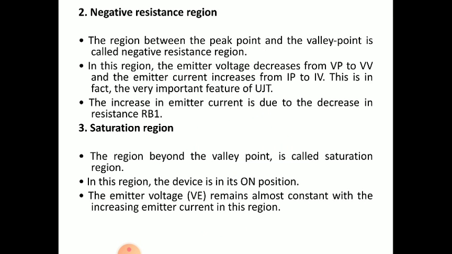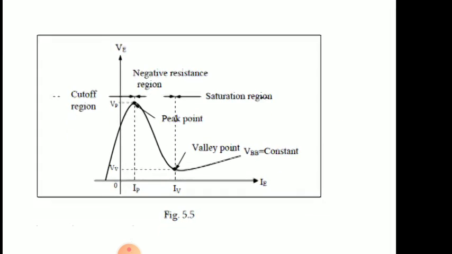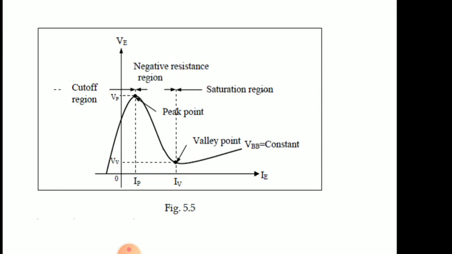In this region, the device is in its on position. The emitter voltage remains almost constant with the increasing emitter current in the region. From the valley point, the current increases heavily. Towards the end of this line, the increase in this voltage, that is VV2, is almost negligible compared to this increase in current. The increase in voltage is negligible.